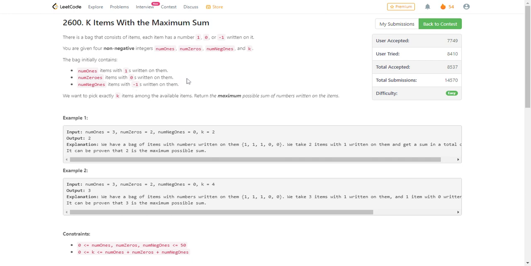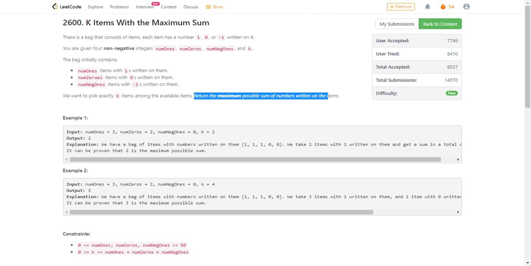See, the question is very, very simple. There is a bag which has various items in it. Each of the items has either a 1 written on it, or a 0 written on it, or a -1 written on it, right? Imagine like that. And we have to pick k number of items. And the question is, what will be the maximum possible sum of numbers written on those items? Okay, I will highlight it here. Maximum possible sum of numbers written on those items. So it's a very simple question.